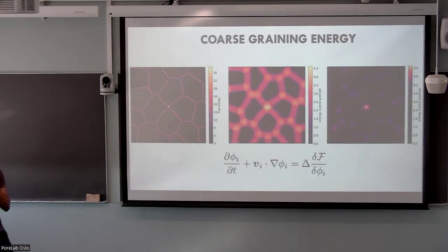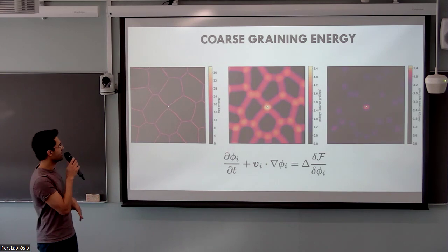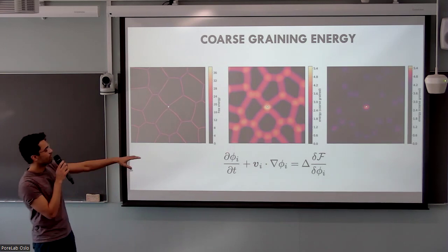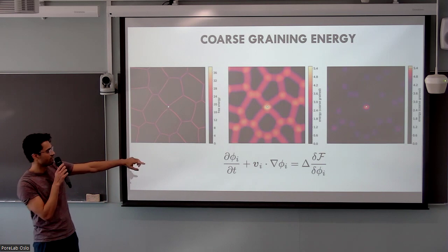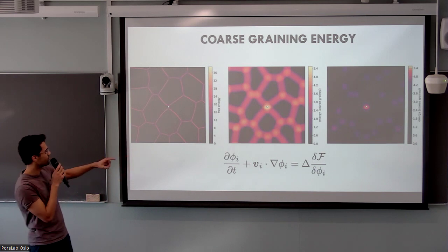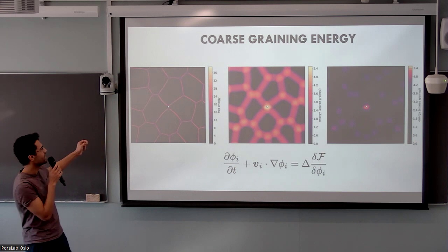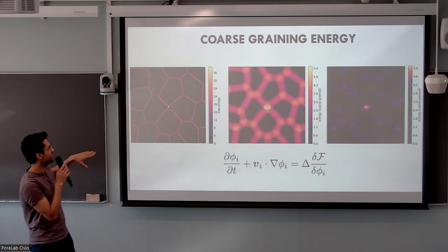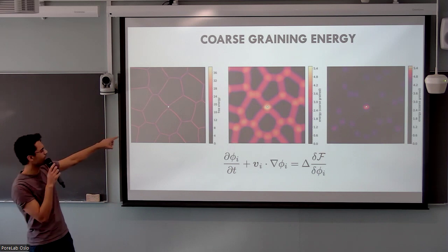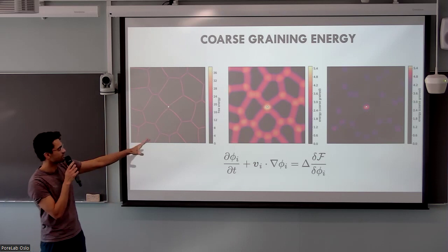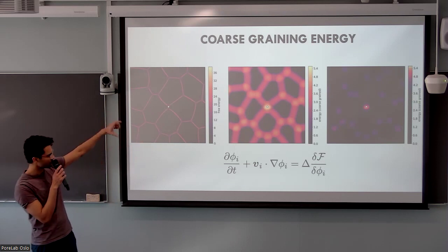So this is the part which some of you might be familiar with. What I do is that we take the free energy, which is the capital F. We take the energy density due to that free energy, and we plot it. And the white dot that you see is the center of a T1 transition. So it's a symmetrically distributed point for all the four cells that change their neighbors. And we coarse grain this energy field, which you can see on the middle figure.